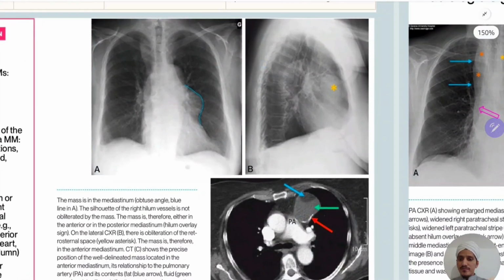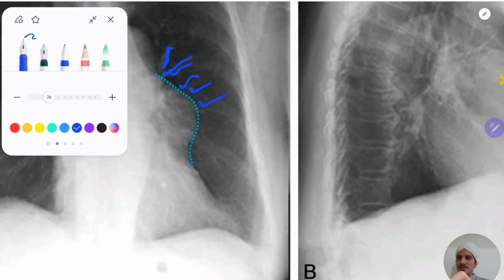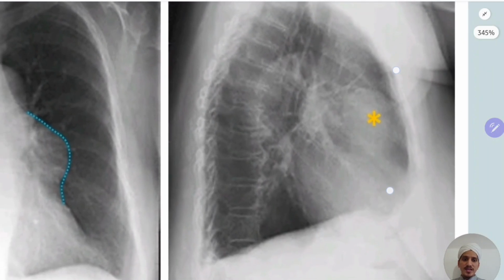So you can see here there is a mass in the mediastinum, and if I draw a line, this angle is obtuse, so that means it is a mediastinal mass. And the second thing is, you are able to see the vessels. If I zoom it in, the vessels emerging from the left carina, you are able to make out the vessels. That means the hilum overlay sign is absent, so the mass is either in the anterior or posterior mediastinum. So let's see the lateral chest X-ray.